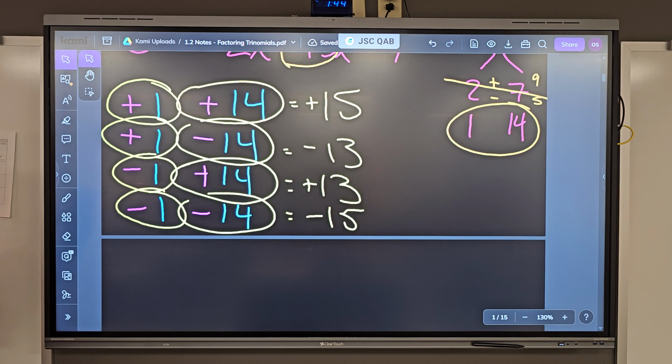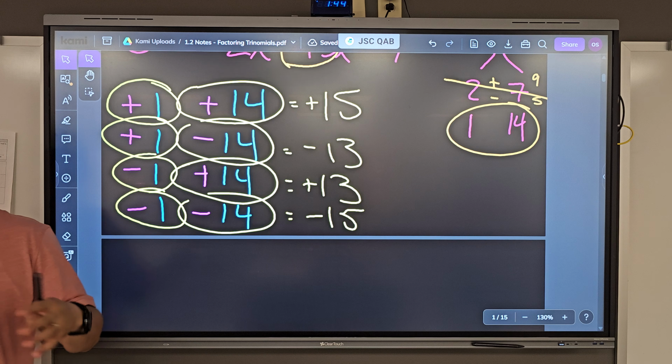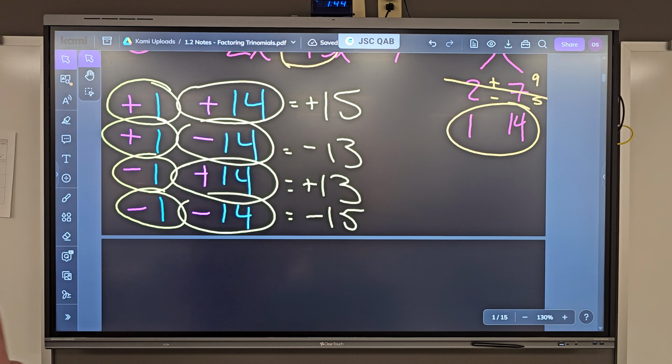And it's always, when you're adding or subtracting positive and negative numbers, just think of money, okay?